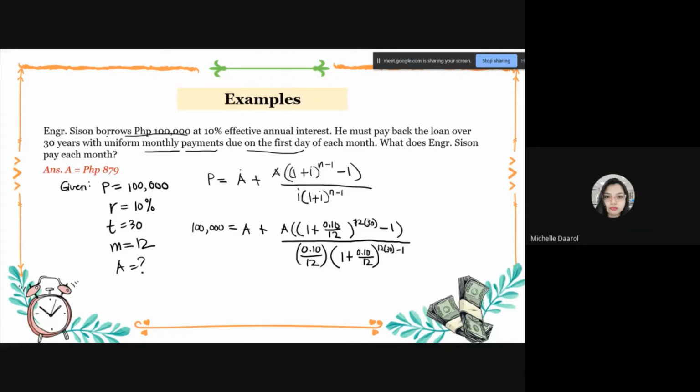This won't work on the Casio calculator, because the calculator hangs when n is big. Here n becomes 12 times 30, so that's a very big number. With the Casio it will just show an error because n is too large. Anyway, just use the formula and then solve for A. Go.